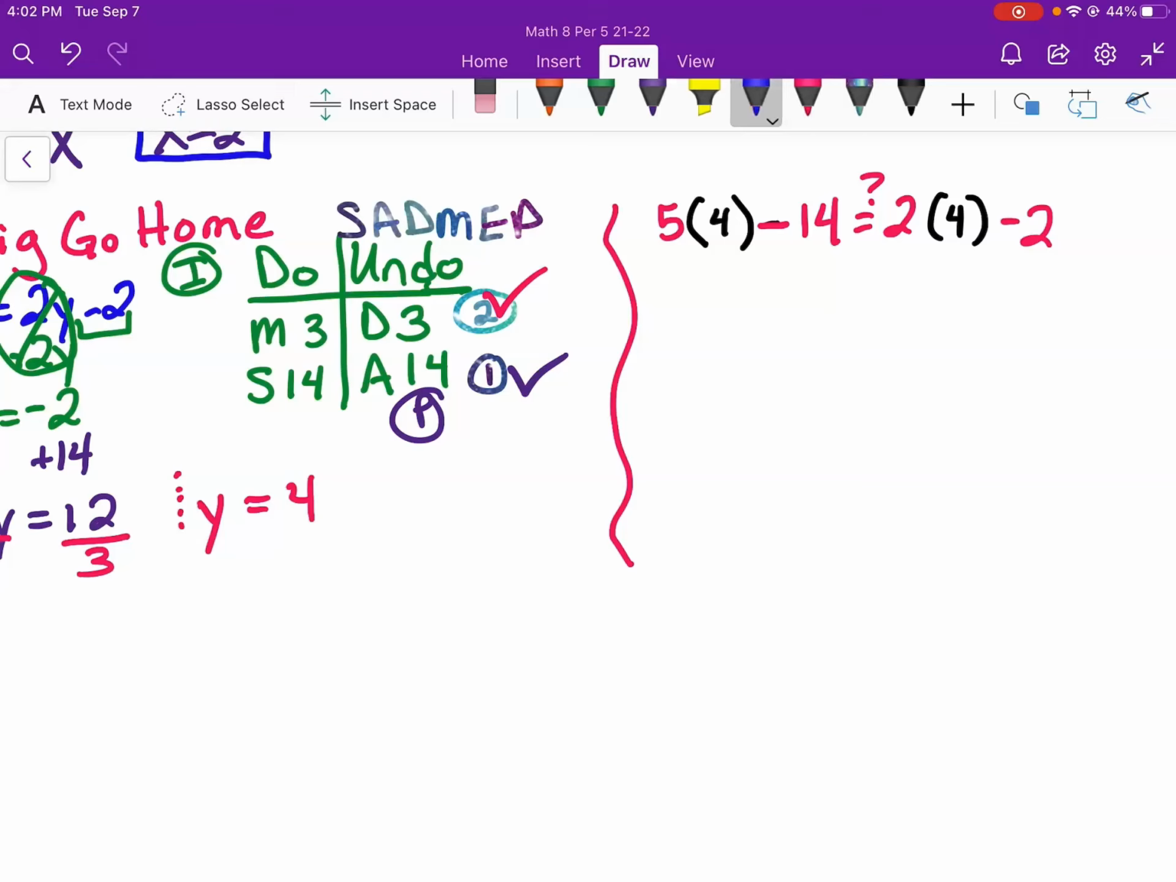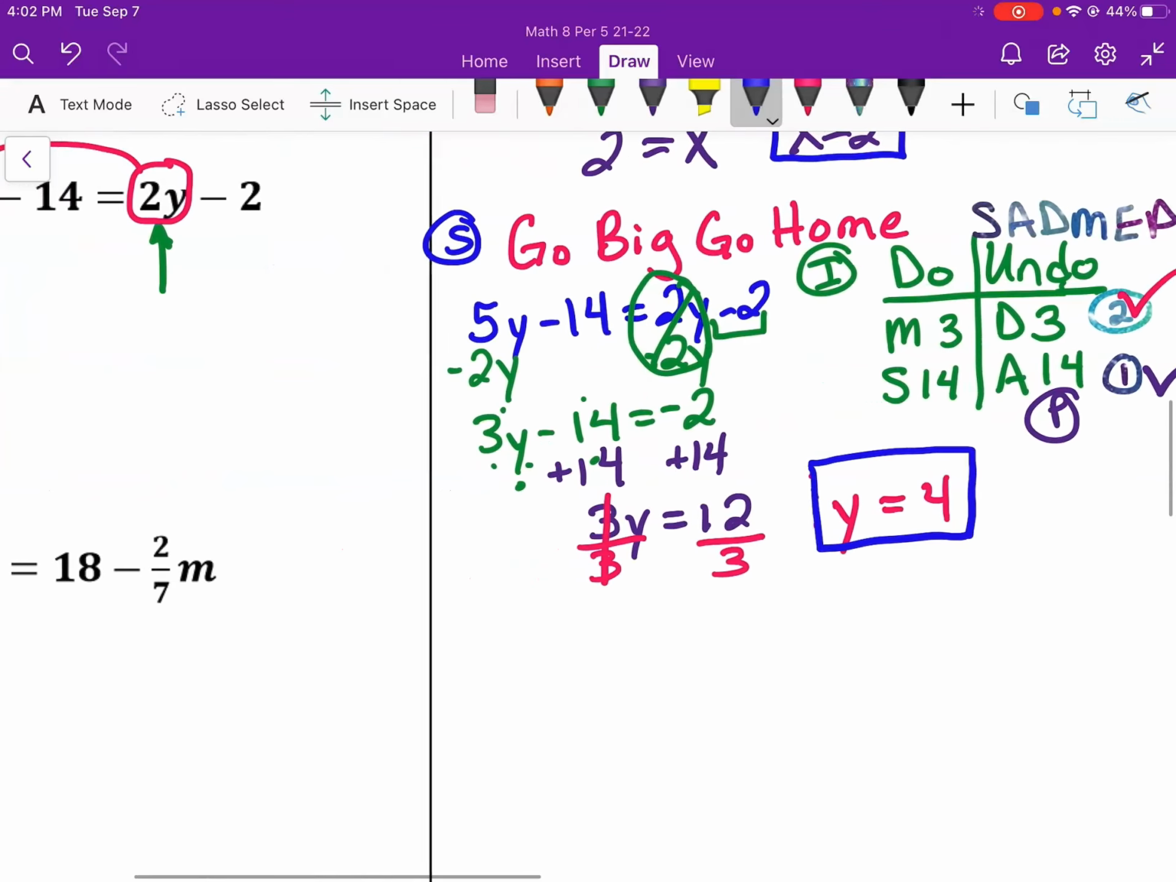So I've got, you can do 2 steps, 20. 20 minus 14 is 6. 2 times 4 is 8. 8 minus 2 is 6. Check. And box.